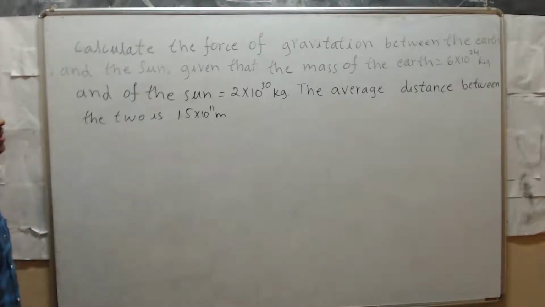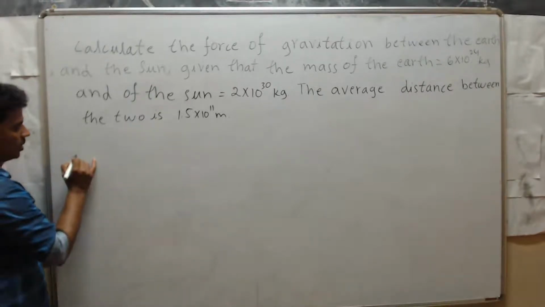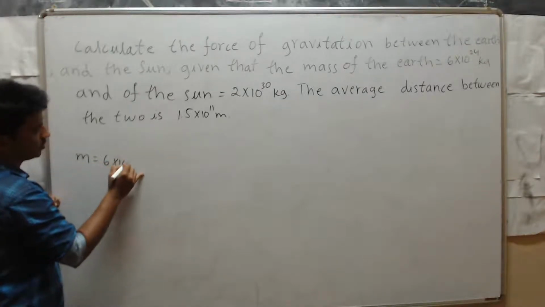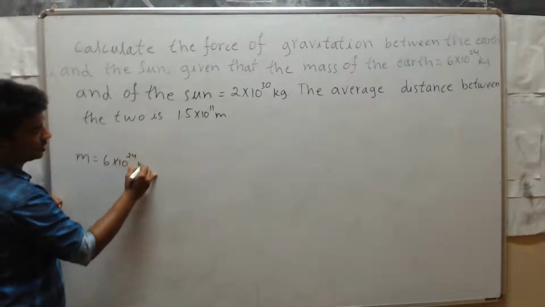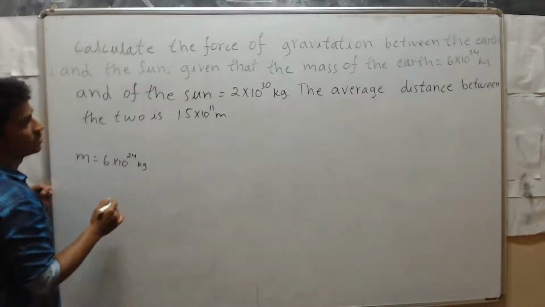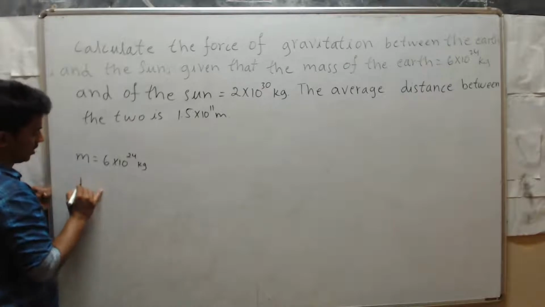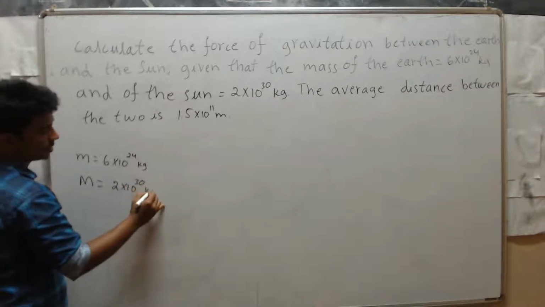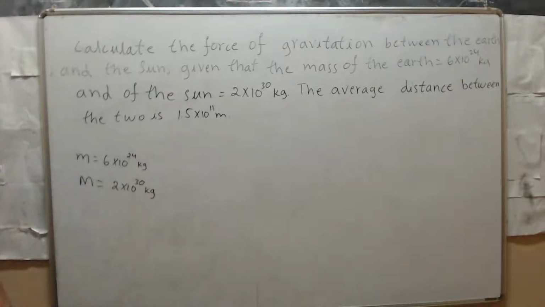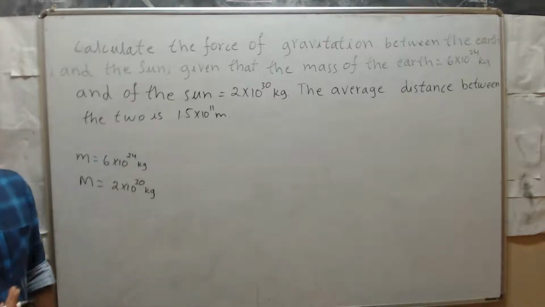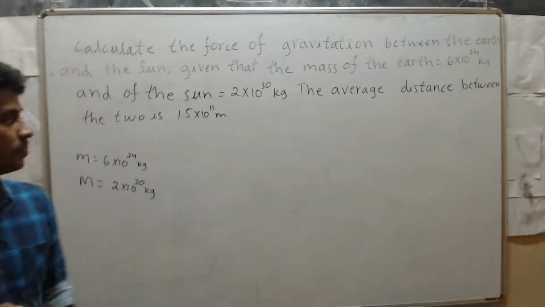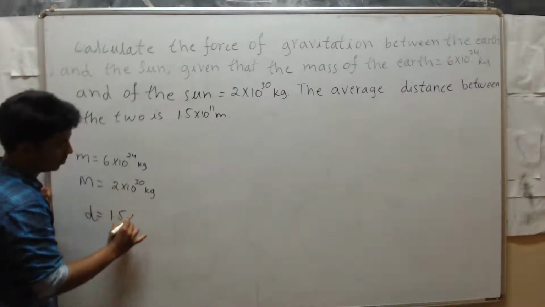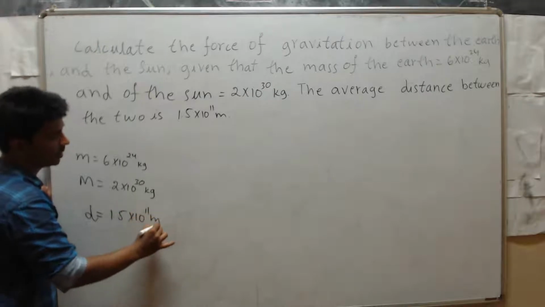First, what were the data given? I will take the mass of the earth as small m, that is 6 into 10 raised to the power 24 kg. Then the mass of the sun, capital M, is 2 into 10 raised to the power 30 kg. Just imagine, 13 lakh earths is equal to 1 sun. Next, distance d is equal to 1.5 into 10 raised to the power 11 meter.